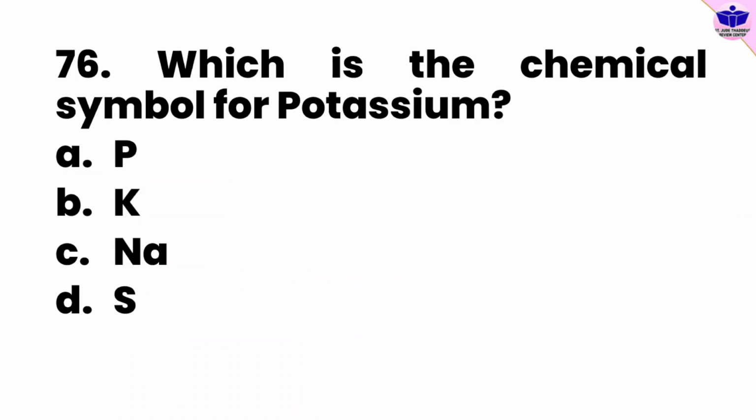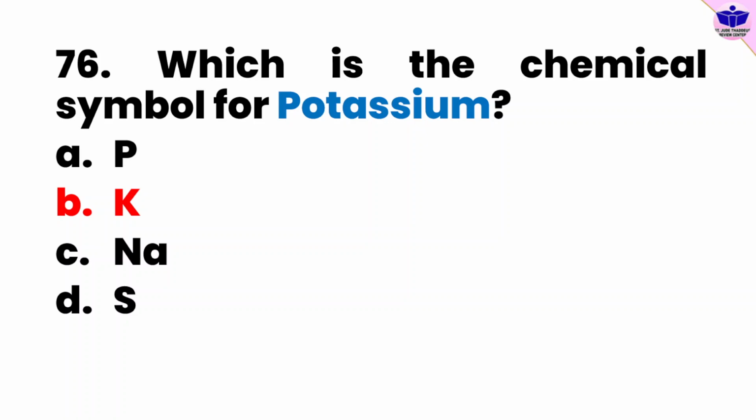Number 76. Which is the chemical symbol for potassium? A. P, B. K, C. Na, or D. S? So the chemical symbol for potassium is, yes, letter B, K. Potassium is K because the Latin name for potassium is kalium. That's why in the periodic table the symbol for potassium is K.